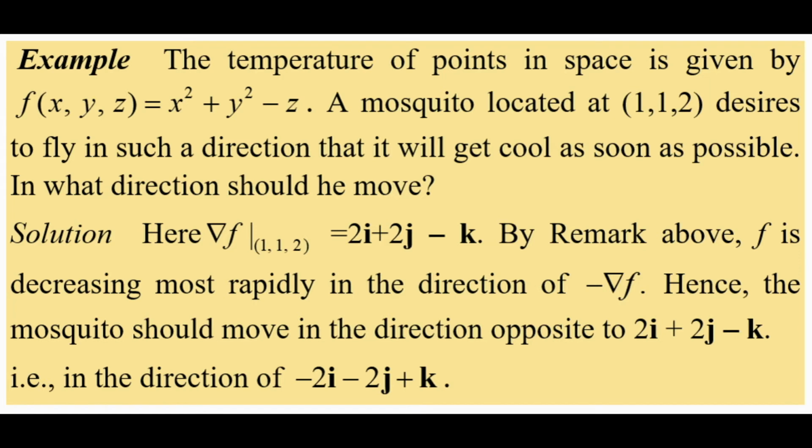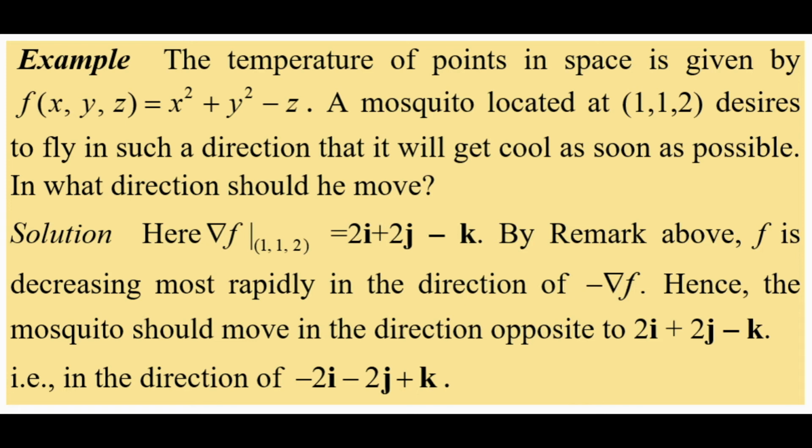Now another example. It is given that the temperature of points in space is given by f of (x, y, z) equal to x squared plus y squared minus z. That is, if we take a point (x, y, z) in space, then at that point the value of the temperature is x squared plus y squared minus z. Suppose a mosquito located at the point having the coordinates (1, 1, 2) desires to fly in such a direction that it will get cool as soon as possible. In what direction should it move?